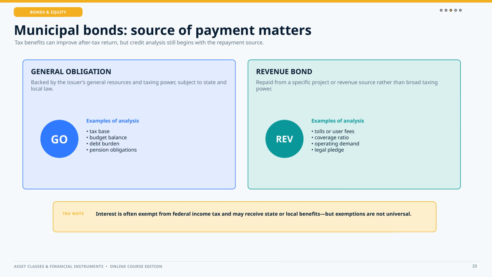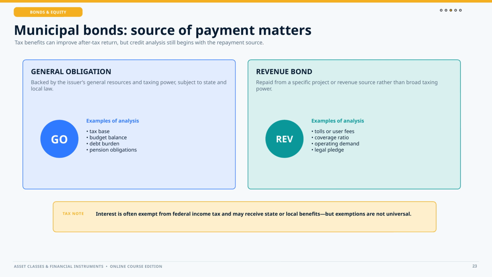Municipal bonds finance public operations and projects. General obligation bonds are supported by an issuer's general resources and taxing authority, although the precise legal pledge varies by jurisdiction. Revenue bonds depend on a specific source, such as tolls, utility charges, lease payments, or hospital revenue. Investors therefore analyze different data for each type.